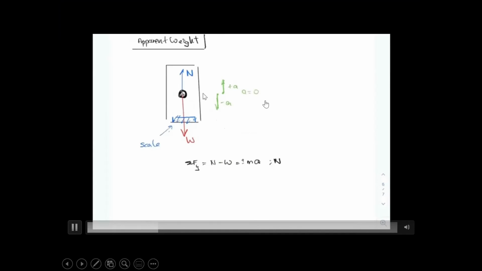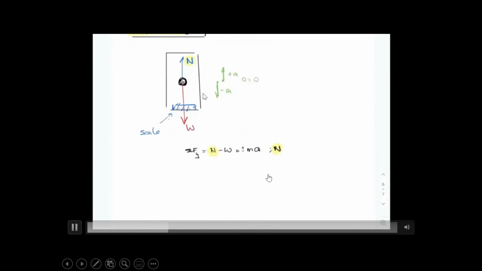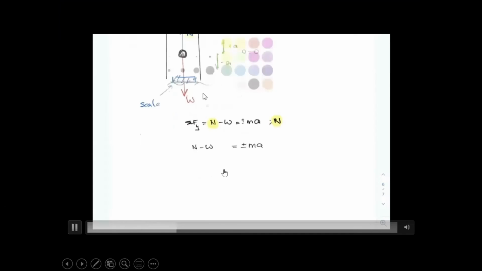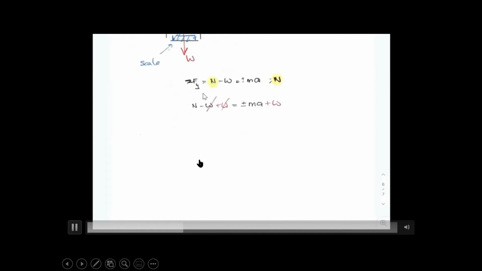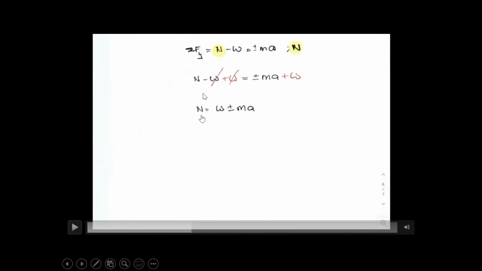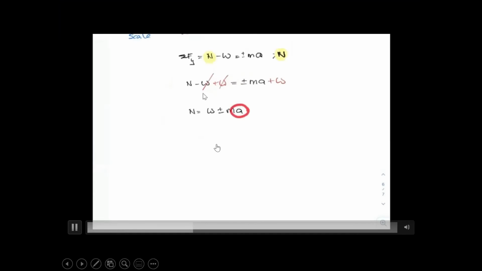All right, so the apparent weight is what we're looking for. The apparent weight in this case is going to be the normal force, N. So this is our formula: N minus W equals M A. Add W to both sides, and that's it. That's the final equation. So your apparent weight is on the left-hand side. How much you appear to weigh depends on the acceleration of this mass. If the acceleration is in the upward direction, you will weigh more. If the acceleration is in the downward direction, the acceleration of your mass is going to get subtracted from your weight, so you're going to weigh less.